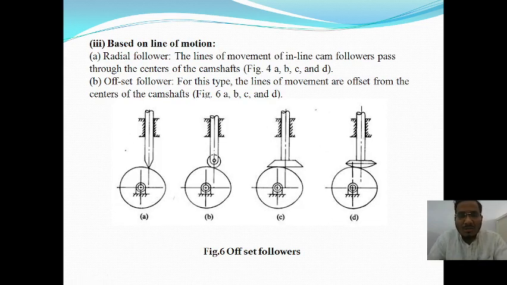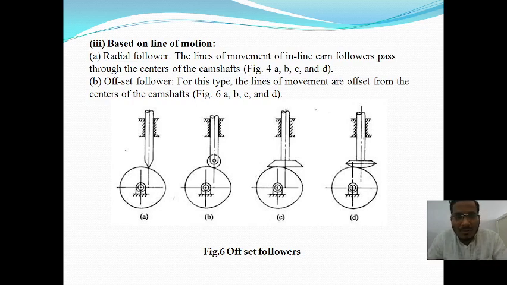Based on the line of motion, here we are seeing based on the line of motion. Sometimes the axis of the follower and the axis of the cam will be at the same point. If they are at different points, the axis of cam rotation and the axis of the follower are different, so it gives a different shape, different power transmission, different oscillation motion.